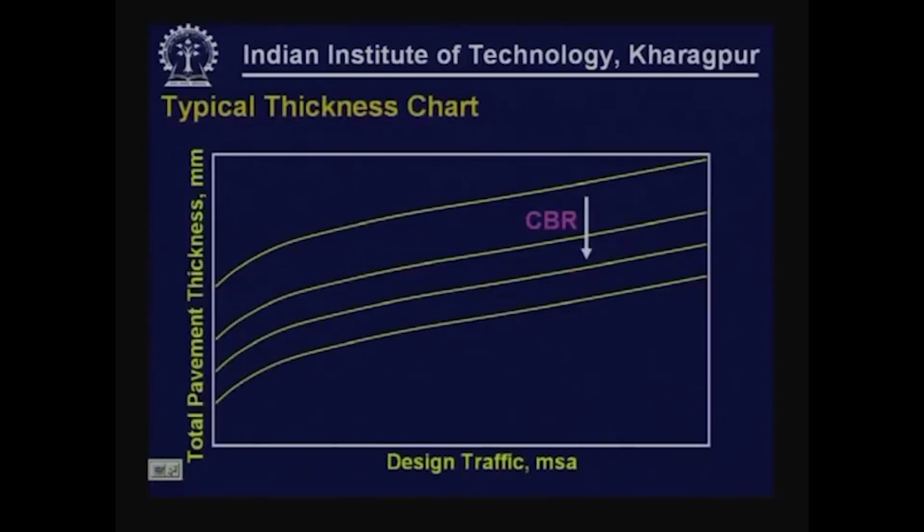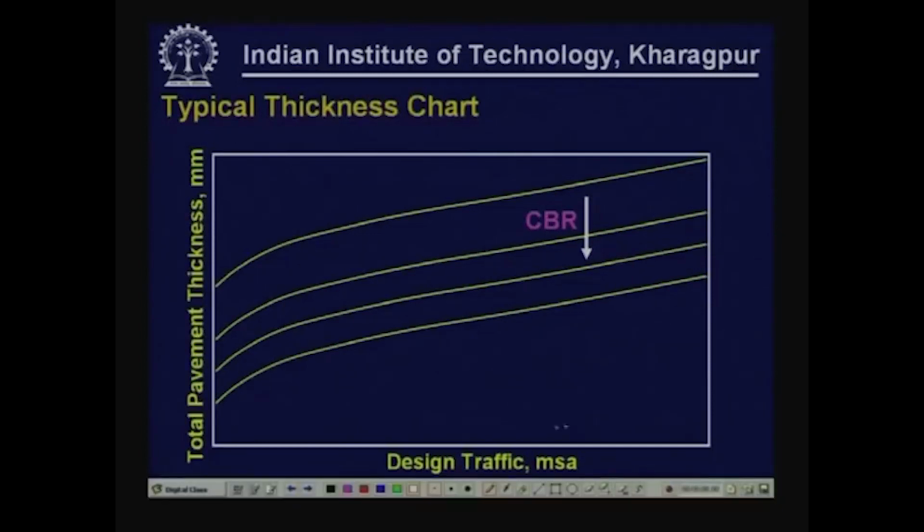This is how a typical thickness chart looks like. This is what is given in IRC 37, although I have not put the values here. So for a given traffic volume, which can be estimated for a given design period, and for a given subgrade CBR value, the total thickness to be selected is given by the chart. Once we obtain this total thickness, this is the total pavement thickness. This can be split into the component thicknesses.